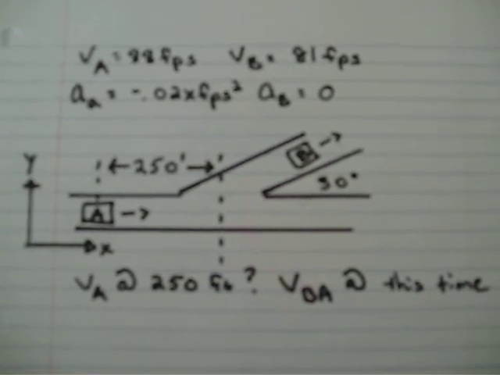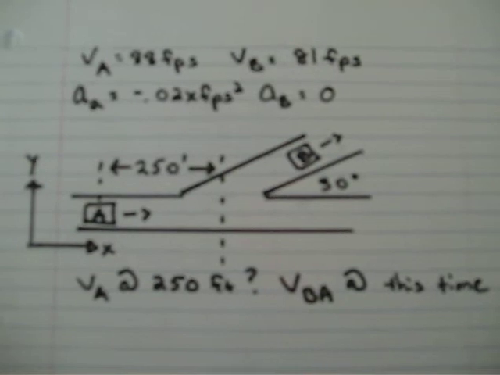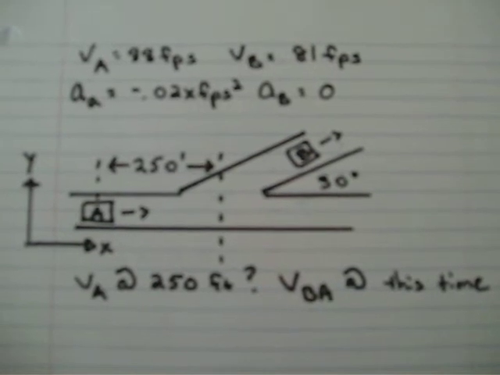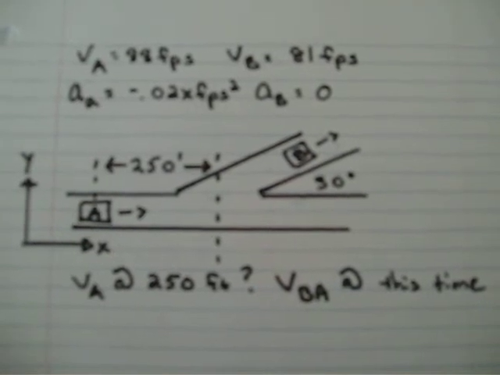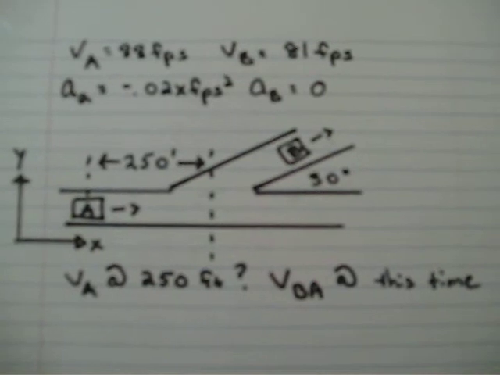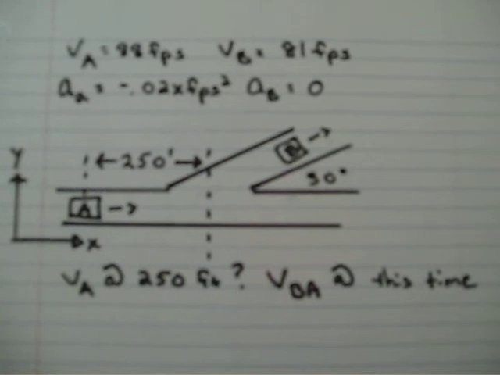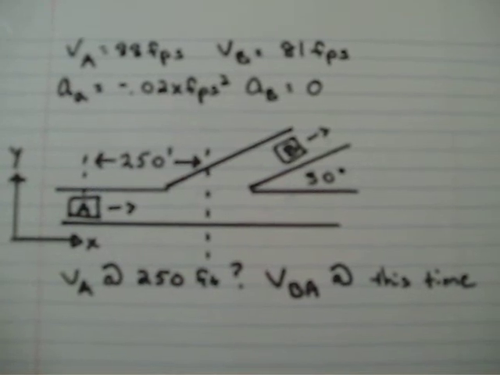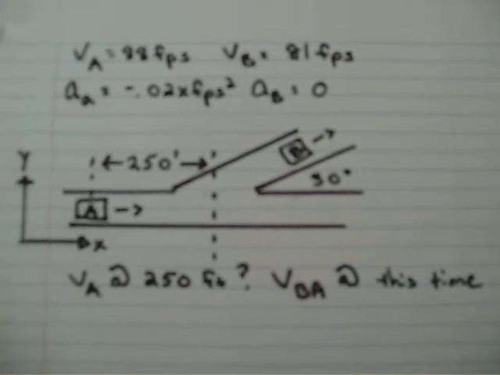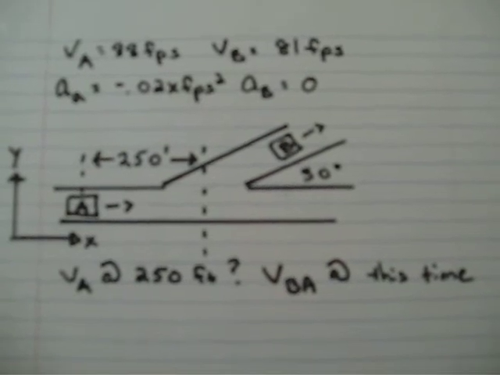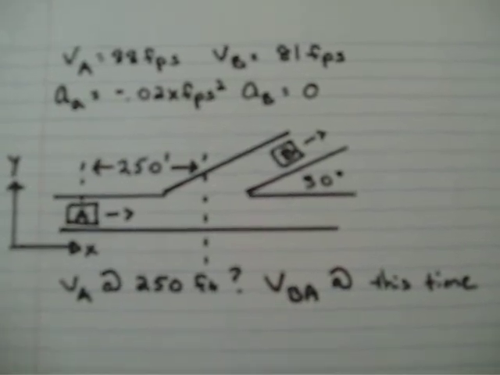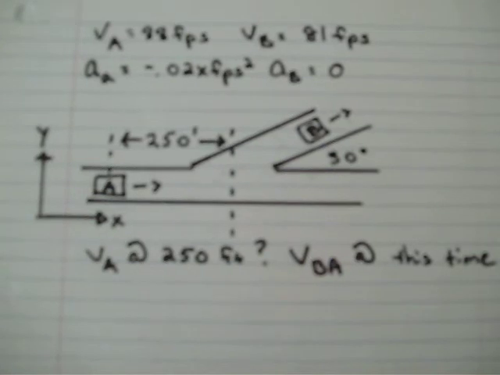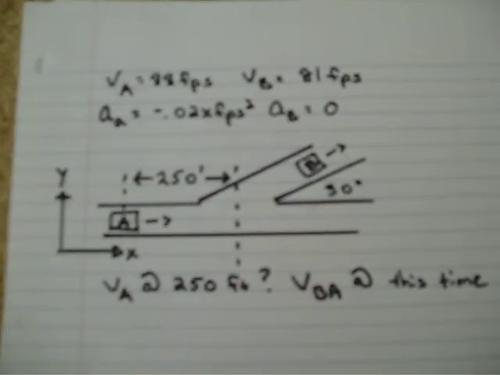Vehicle A is 250 feet away from the intersection, and the intersection breaks off at an angle of 30 degrees. The question asks, what is the velocity of A at 250 feet and the velocity of B with respect to A at this time? Now, we have to analyze the acceleration equations and see what this problem is exactly asking.